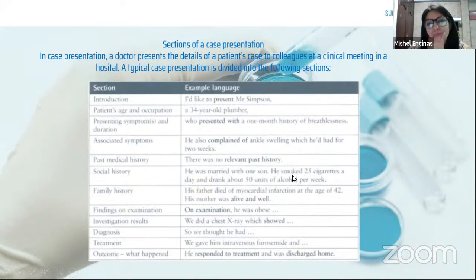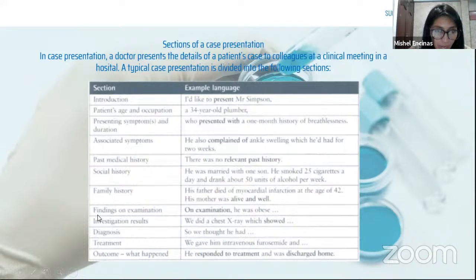You can assume that, of course, you asked some questions before making a presentation, right? You ask some questions to your patient. Okay? Then you're going to go to the social history. He was married with 1 son. He smoked 25 cigarettes a day and drank about 50 units of alcohol per week. Then family history. His father died of myocardial infarction at the age of 42, and his mother was alive and well.